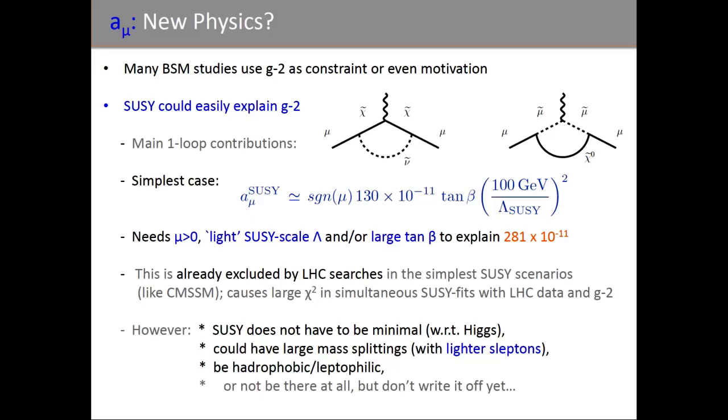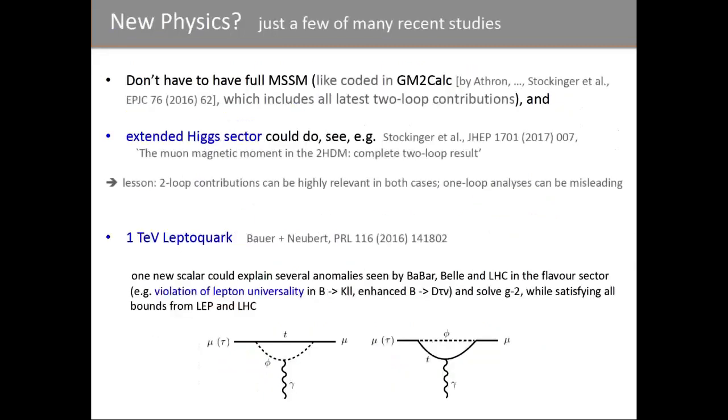It could have much larger mass splittings. The LHC is basically a hadron machine only. So if SUSY doesn't couple very strongly to hadron stuff, but more to leptons, and if you have light sleptons, you could still do that. So it could, in other words, be hadrophobic but leptophilic, for the Greek people. Or not be there at all, but maybe it's too early to write it off. So many scenarios, also the resurrection of the leptoquark, maybe not quite, but possibilities.